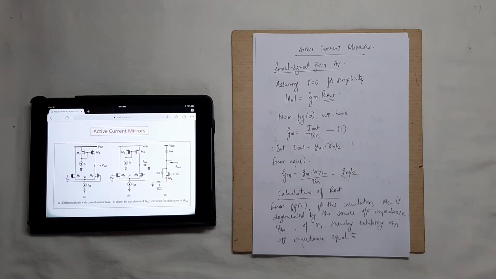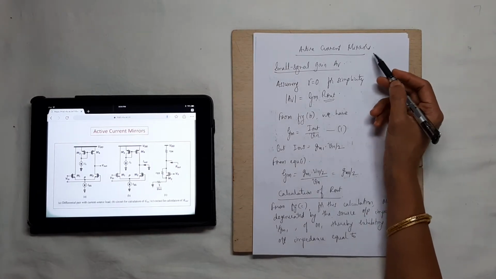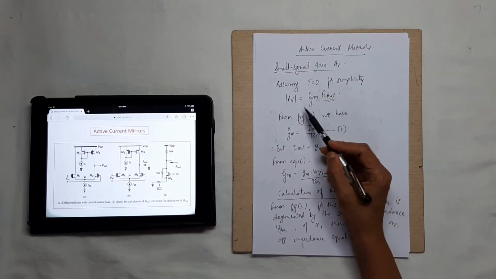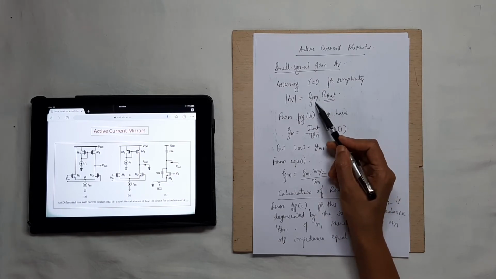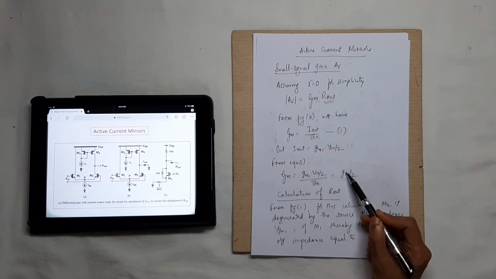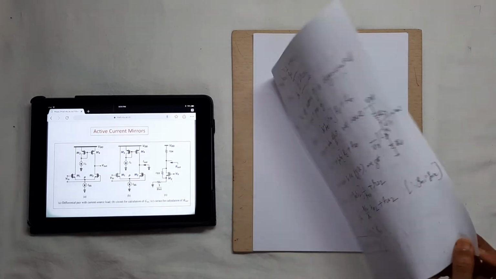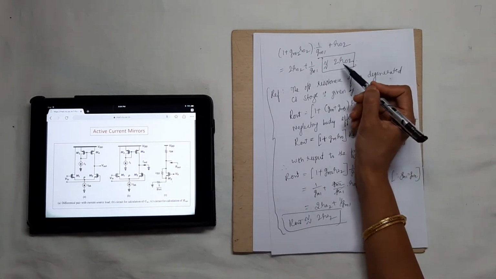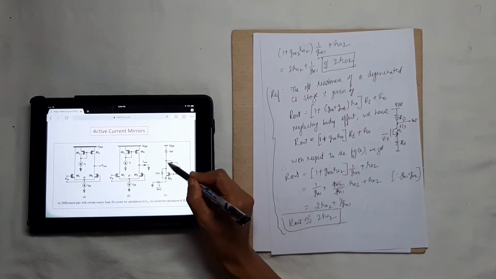Hello everyone. In the last session we have seen active current mirrors. The small signal voltage gain AV we have seen as GM into R out. We found out what GM is: GM1 by 2, and we also obtained R out, the calculation of R out, which is 2RO2. It is R out of this particular circuit.